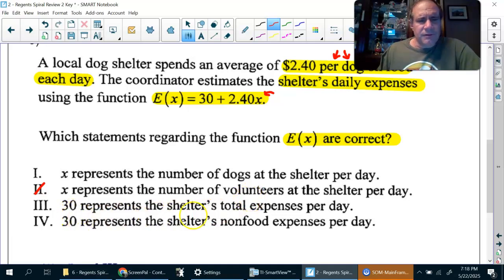The 30 represents the shelter's total expenses. No, the total expenses are always, this is the total. So that's not it. 30 represents the shelter's non-food expenses. We don't know what that is, so we're going to say 4 is out. Right, so the number of dogs per day.